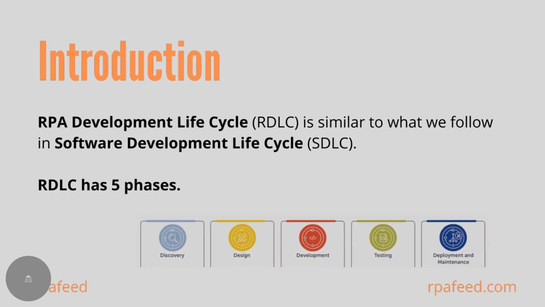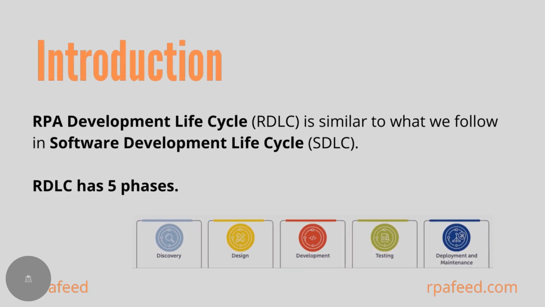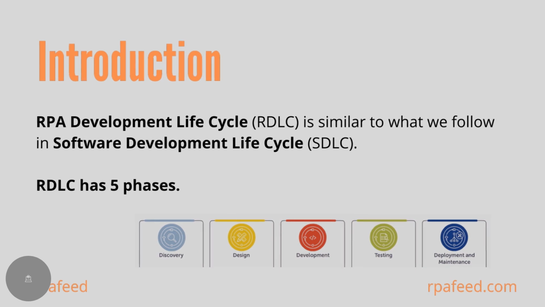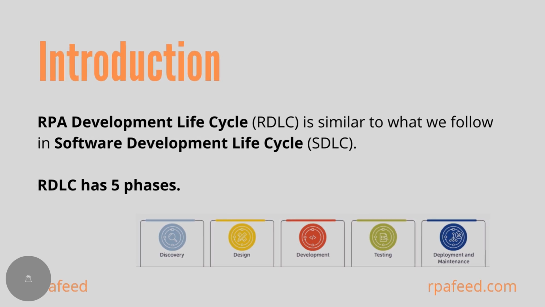So the RPA development lifecycle is similar to what we follow in the software development lifecycle, that is SDLC, where we gather the requirements, we design the process, we do the development part and the testing part, and then develop the software. Similarly, in RPA we follow RDLC, which has 5 phases. First one is discovery, second one is design, third is development, then testing, and the last one is deployment and maintenance. So let's see each of the phases one by one.